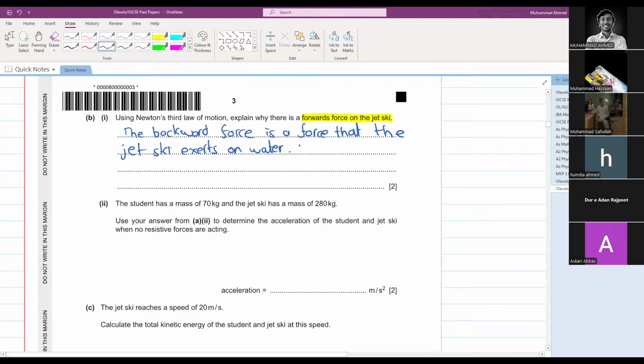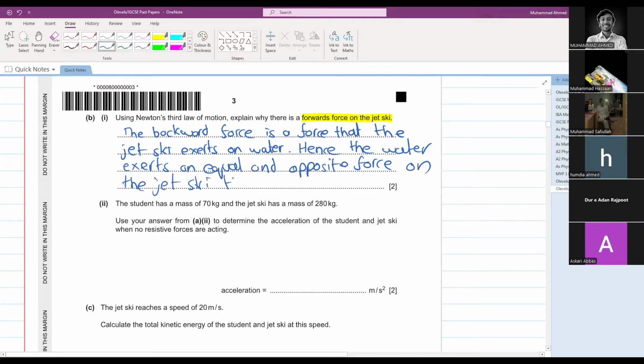You will say, hence, the water exerts an equal and opposite force on the jet ski. On the jet ski that is in the forward direction. Simple, nothing complicated here.